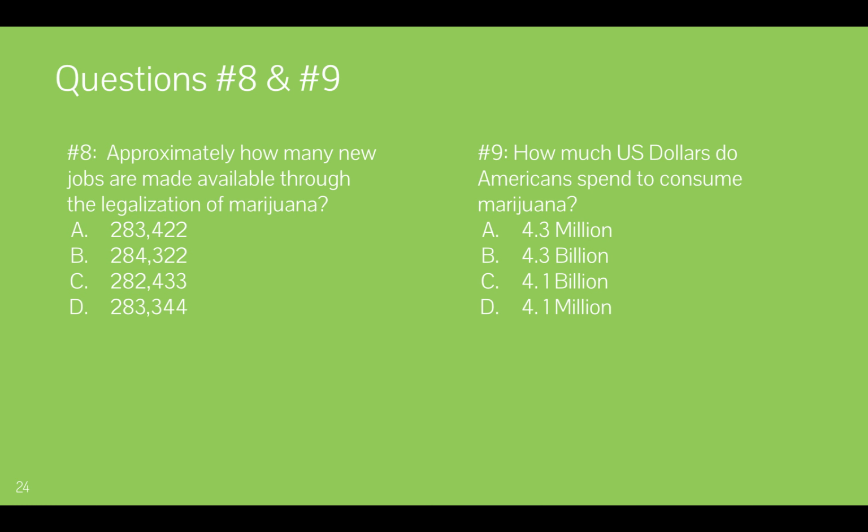Question number 8 and question number 9. Question number 8: Approximately how many new jobs are made available through the legalization of marijuana? A. 283,422. B. 284,322. C. 282,433. D. 283,344. And number 9: how many US dollars do Americans spend to consume marijuana? A. 4.3 million. B. 4.3 billion. C. 4.1 billion. Or D. 4.1 million. I'll give you a few seconds to answer those.